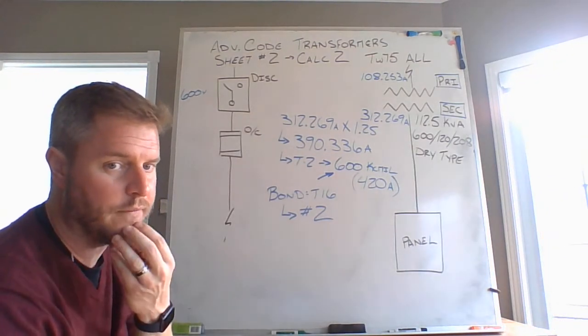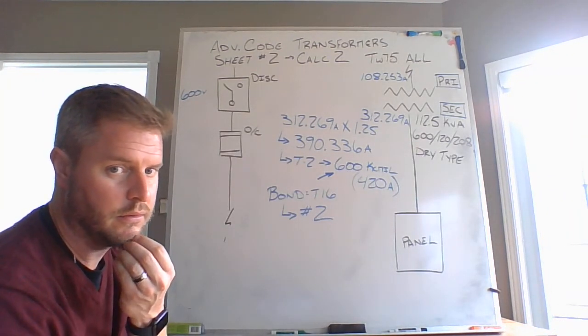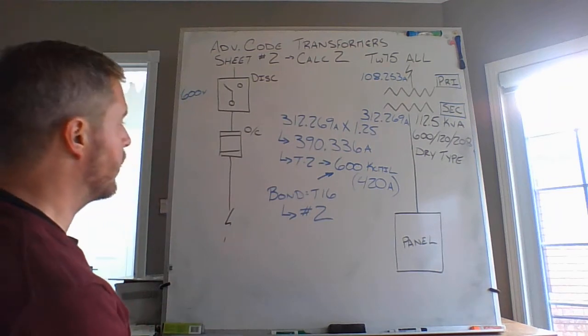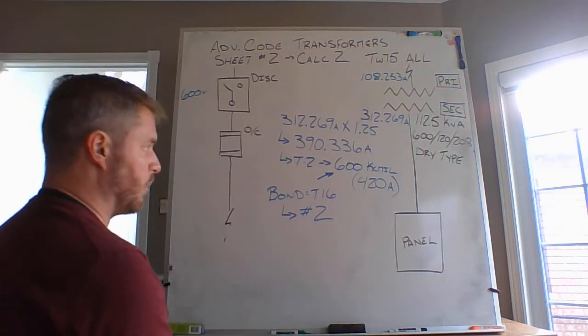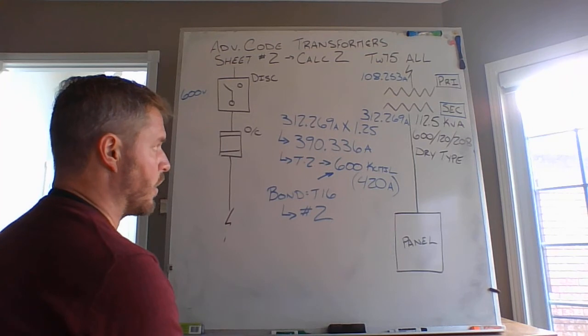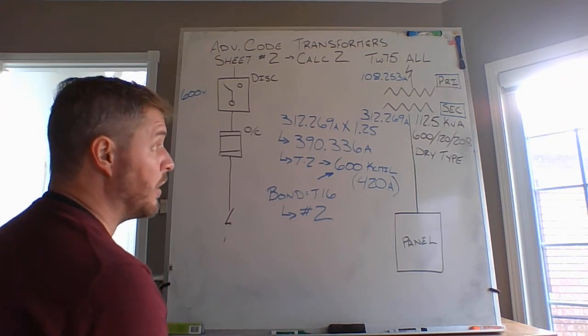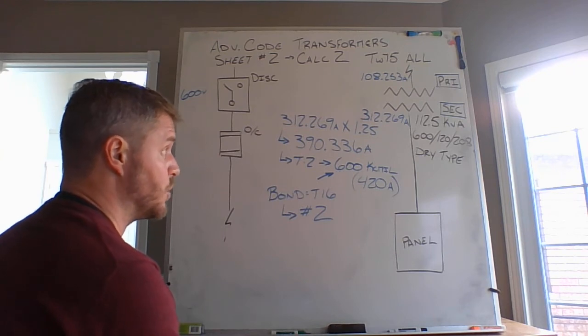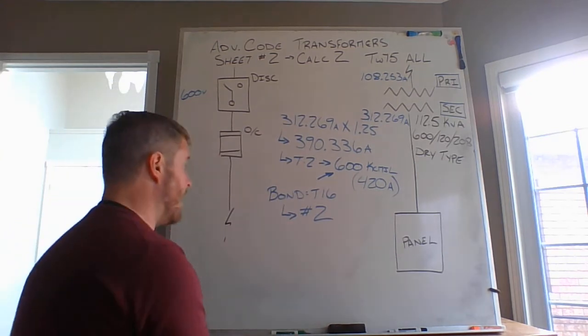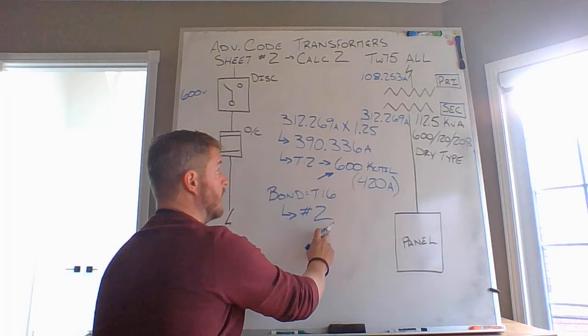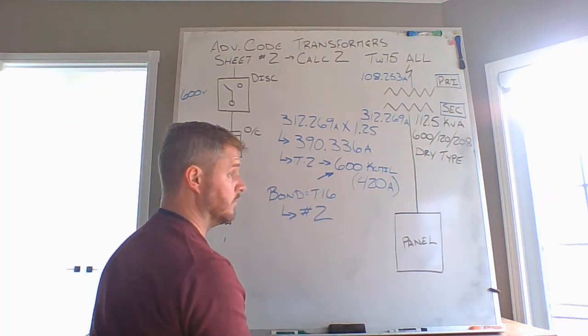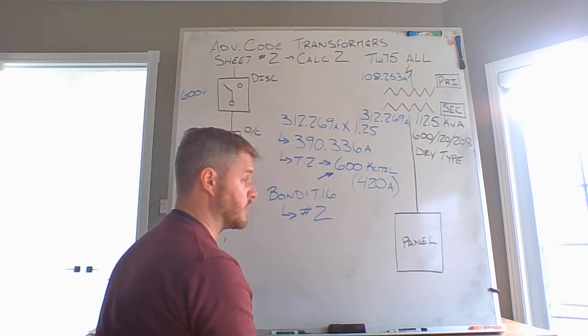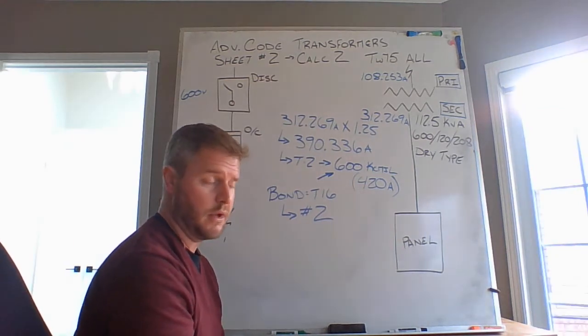Because of my 450 amp value, or the calculated 390.336 amps at 125%, my secondary's rated current, full load current rating on the secondary being 312.269, I'm going to end up at a number 2, TW75. Everything 75 degrees Celsius terminations across the board.